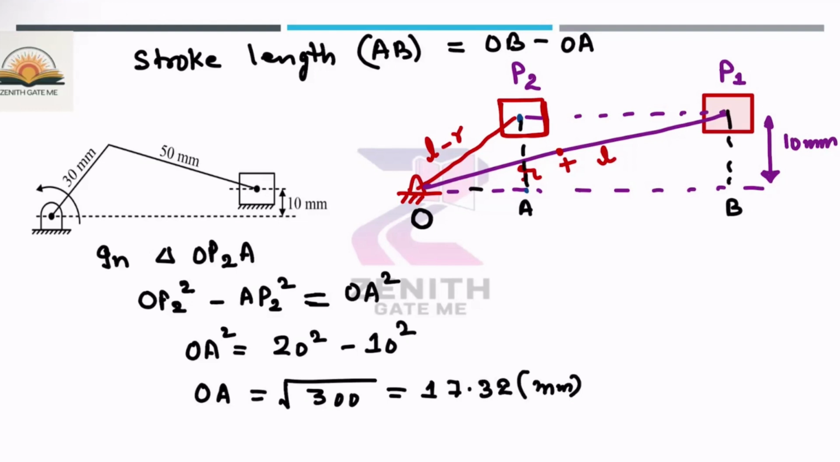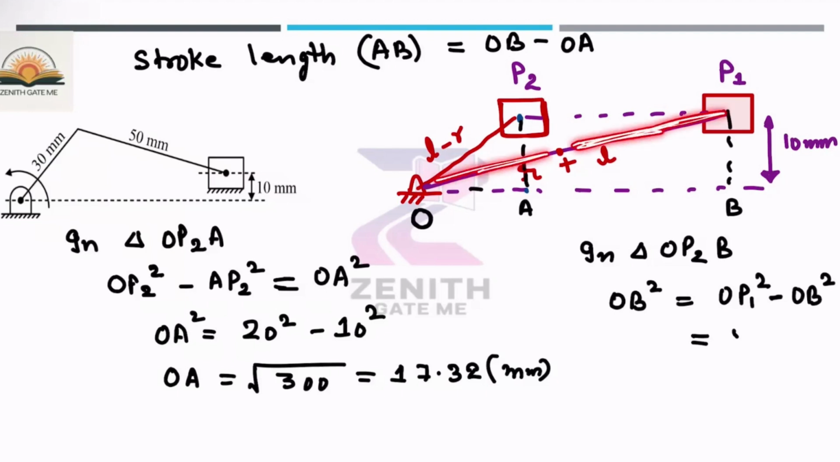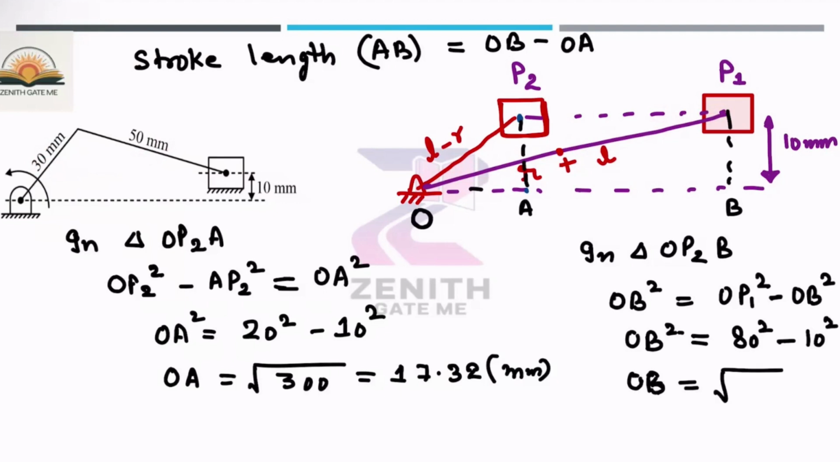Okay. Now, if you consider the triangle OP1B, again if you use the Pythagoras theorem, can I calculate the OB value? Yes, OB square is OP1 square minus the offset square. What is OP1? This length is 50 and this is 30, so the total length will become L plus R, 80 square. The offset square is 10 square. So from here, you can easily calculate the OB value. OB is the square root of 6300, because 80 square is 6400 and 10 square is 100. So OB value is 79.373 mm.